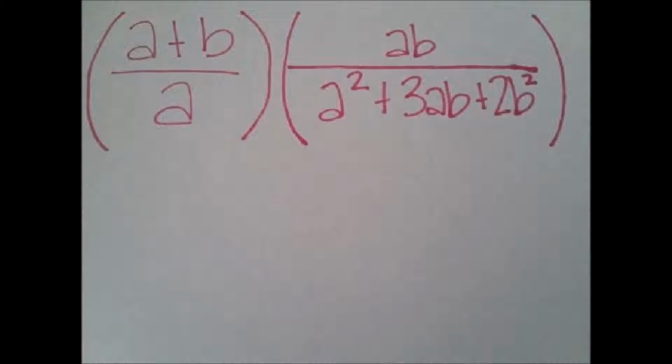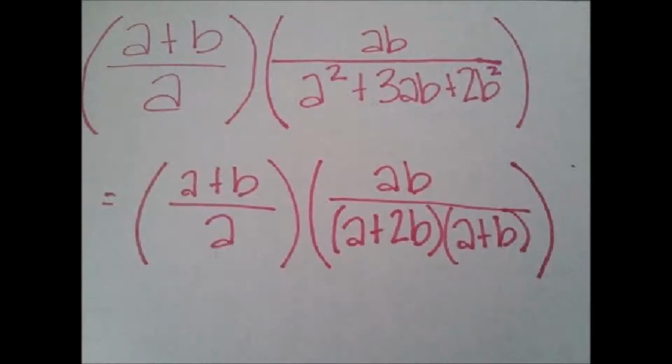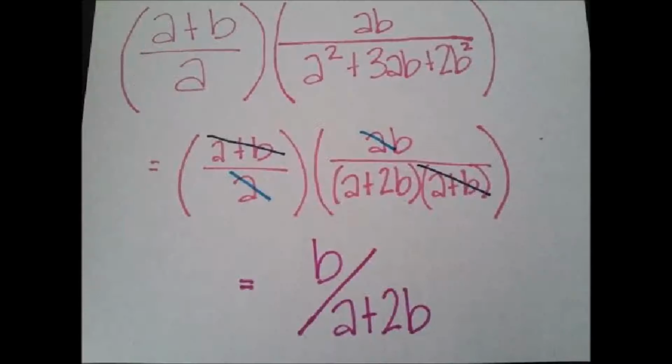Okay, let's multiply a plus b over a times b over a squared plus 3ab plus 2b squared. So step number 1 is to factor. Do you see anything that needs to be factored? Yes. A squared plus 3ab plus 2b squared needs to be factored. So let's factor that. Once you factor it, you will get a plus 2b times a plus b. And what's next? Canceling! So we cancel a plus b and a plus b. But you also cancel both a's because they're being multiplied, just like a plus b times a plus 2b. And your solution should be b over a plus 2b.